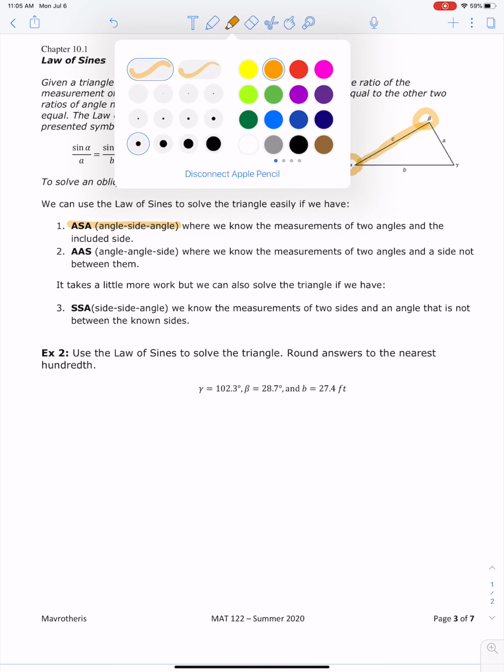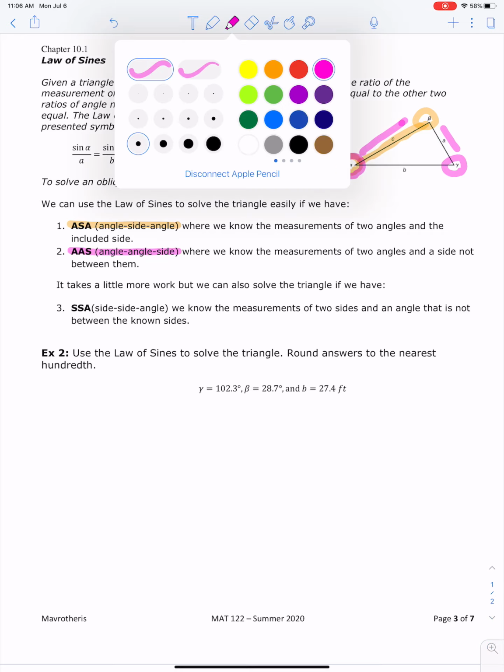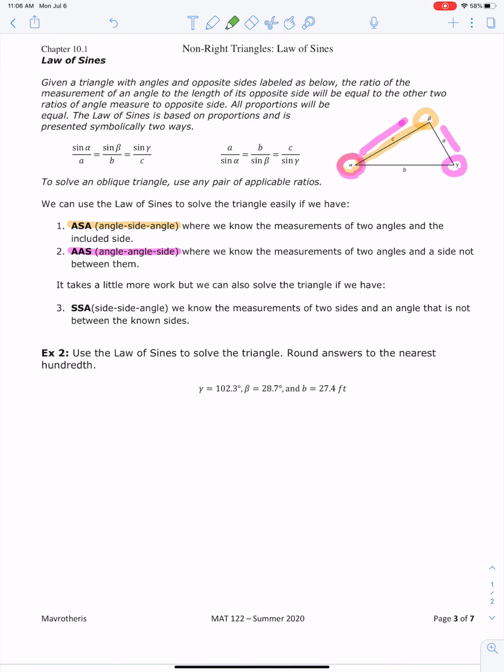When we talk about angle, angle, side, we have got 2 angles here. We're going to go alpha and gamma and the side not between them. So in this case, we could have side C. We could have side A. As long as we've got a side that's not between those 2, we can still solve using the law of sines. Last one, side, side, angle.